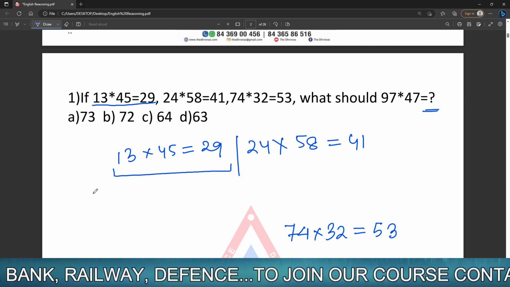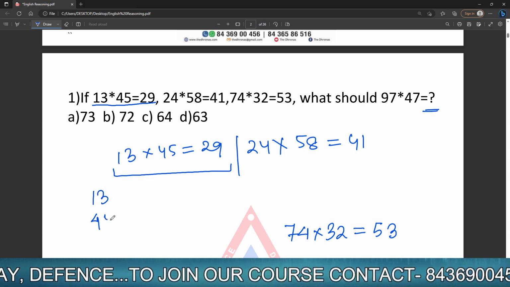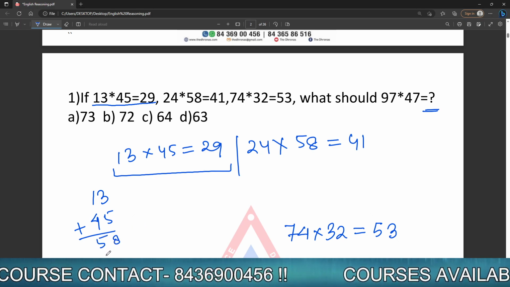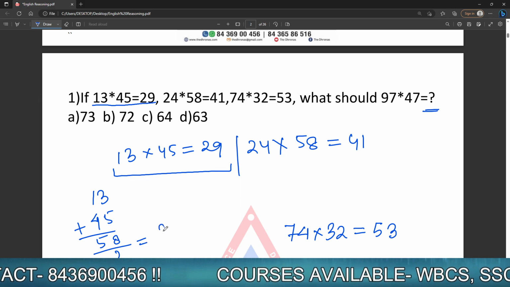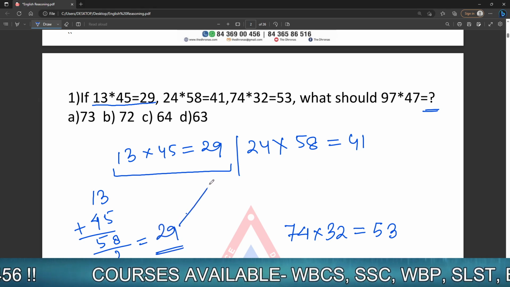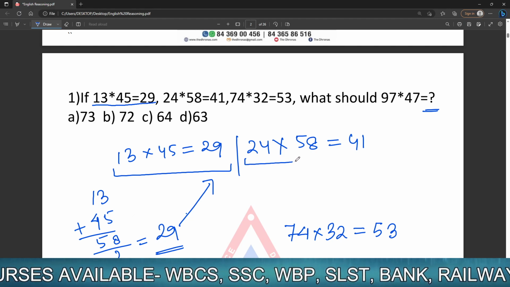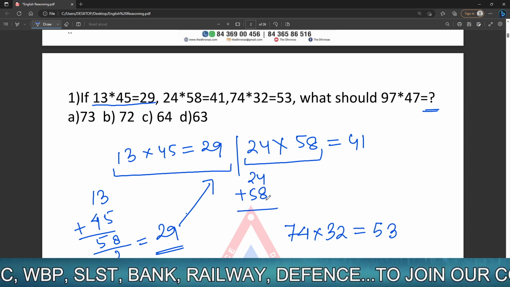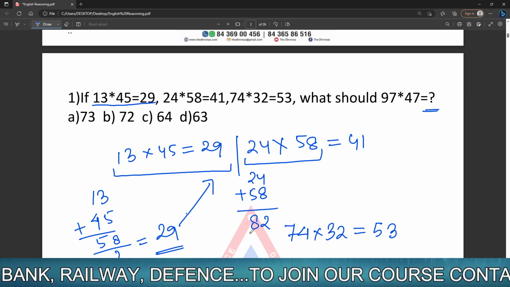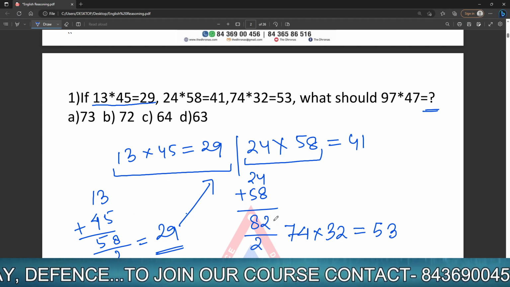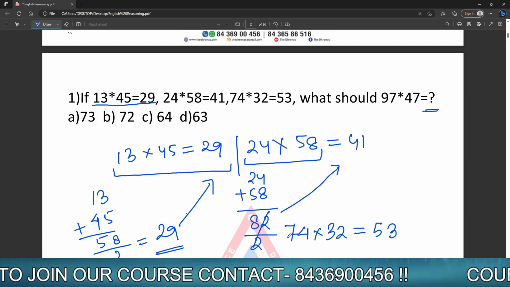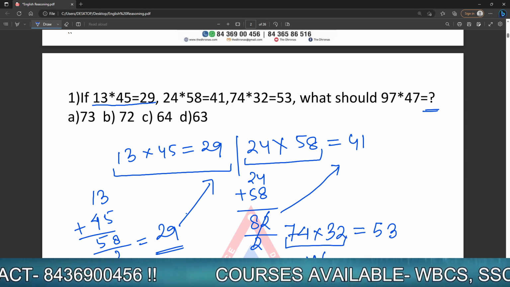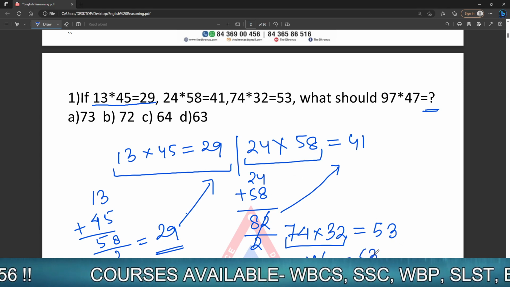If we add 13 and 45, we get 58, and dividing the sum by 2, we get 29. See? So let's see if this matches the second one. 24 add 58, that comes 82, and 82 divided by 2, that comes 41. Similarly, this will also be there. It will be 106. 106 divided by 2, that comes 53.